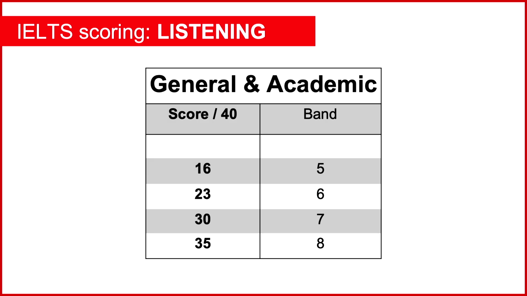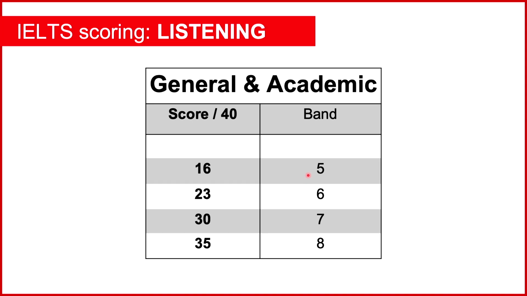And in fact, this is a simplified version. For a more detailed version, you can download it from the description below. By the way, this is the same for general and academic. You both do the same listening test. Now on the left here, we've got the score out of 40, and on the right is the band equivalent. So imagine you get 16 correct out of 40, then you're going to score band 5.